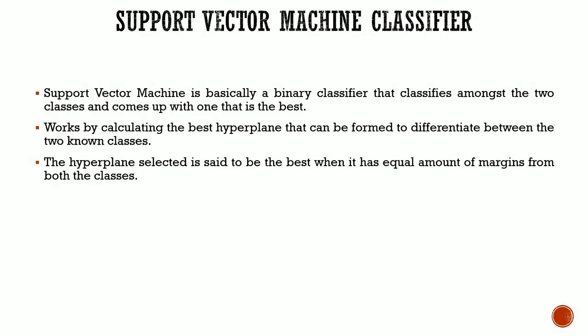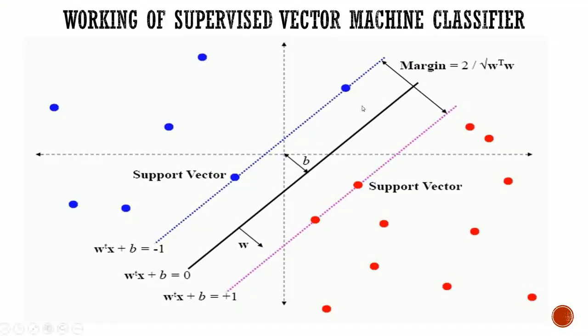Next comes the support vector machine. Support vector machine is basically a binary classifier that classifies amongst the two classes and comes up with the one that is best. It works by calculating the best hyperplane that can be formed to differentiate between the two known classes. The hyperplane is said to be the best when it has an equal amount of margin from both the classes.